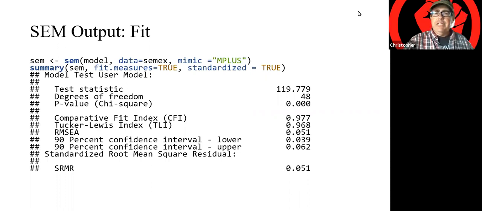The RMSEA is still not below that 0.05 criteria for the confidence interval, but it's a pretty good fit. And then SRMR is relatively low as well.